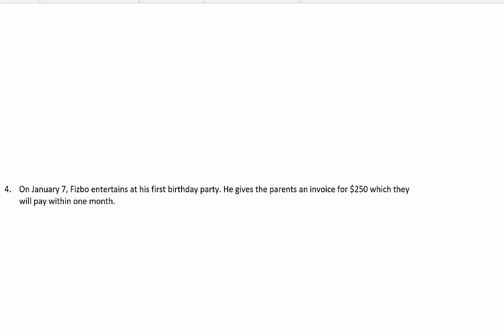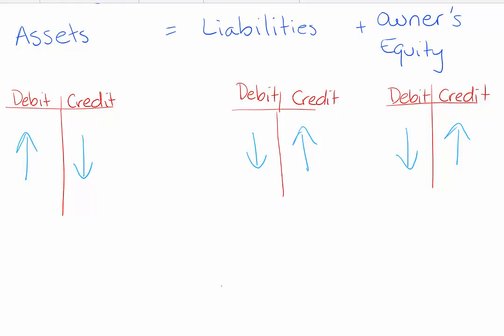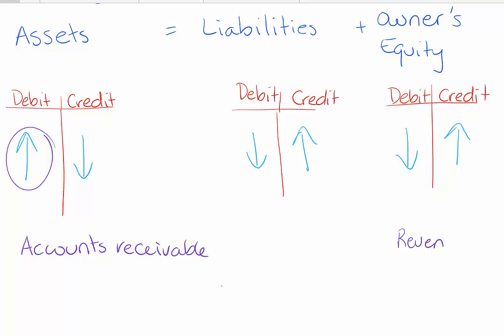For the fourth journal entry, FSBO is charging $250 for the child's birthday party, and the parents are going to pay later. And because they're going to pay him later, that's actually a future benefit under accounts receivable, and that is an asset. Our asset is increasing, so we're going to debit our accounts receivable account. Revenue is what it's called when we charge for our services, and service revenue increases owner's equity, so we're going to credit it.